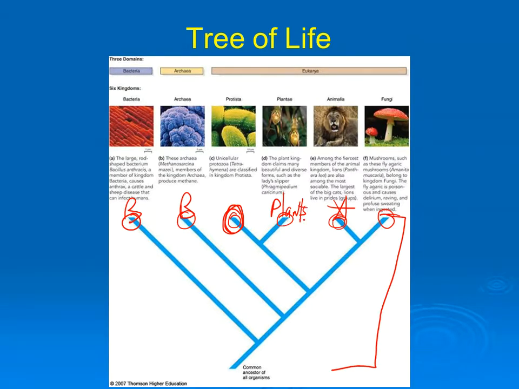These are your plants here. Here's animals. Here's fungi. So it's very interesting to note that we animals are closer related to the fungi than the fungi are to the plants. So notice how far away those are versus how close we are.